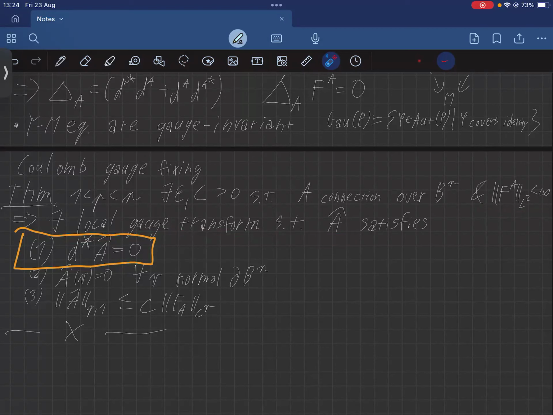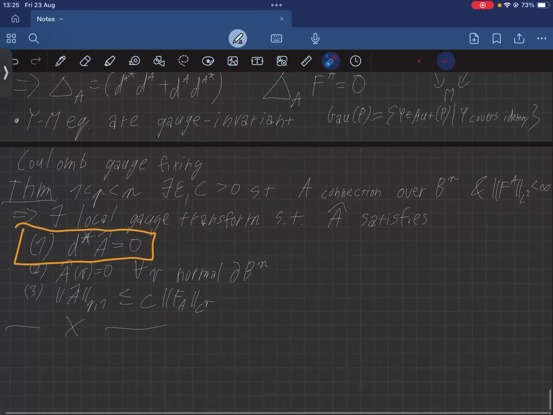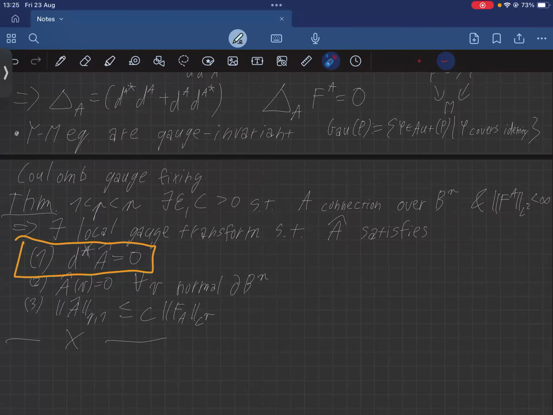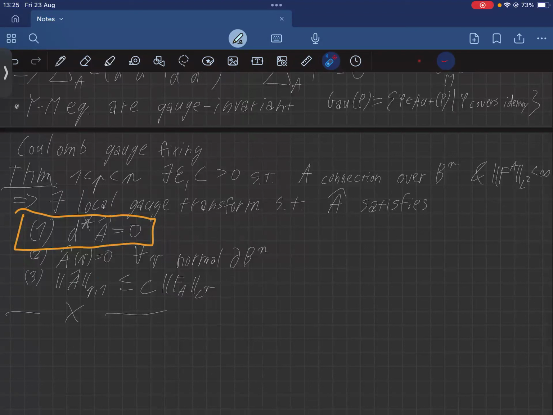And the claim is that in this nice trivialization, we have this extra condition, d star of A equals 0. We have some other conditions such as that A vanishes on normal vectors to the boundary, and also some bound on our L^p norm in these local coordinates. But really, the important part is the extra equation, which destroys the gauge invariance and restores ellipticity. So we can use our elliptic theory. That was pretty much all from the reminder.